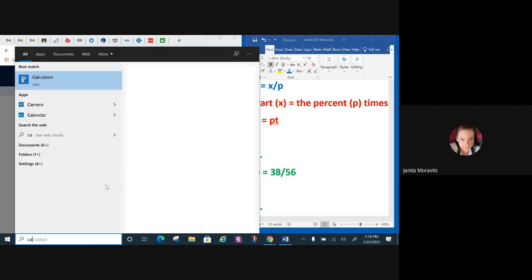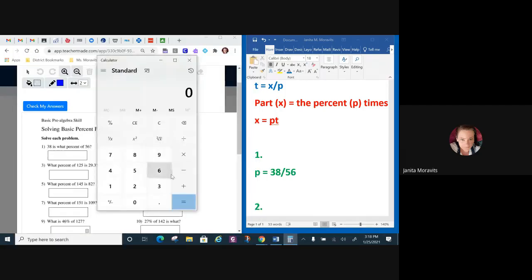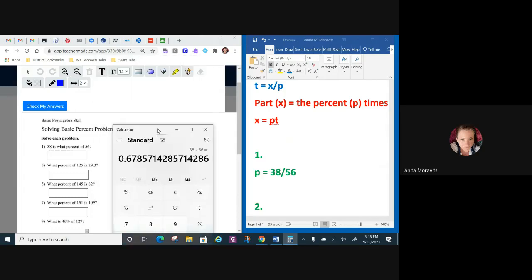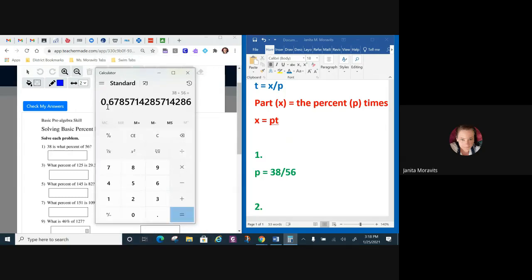So let's get the calculator. We have 38 divided by 56, which equals 0.678. Now we're only going to use 2 places. We're not going to have any decimals in it. So we've got 0.67, and we've got 8 after it, so we're going to round that up. Our percentage then is 68%. That's how we do number 1.